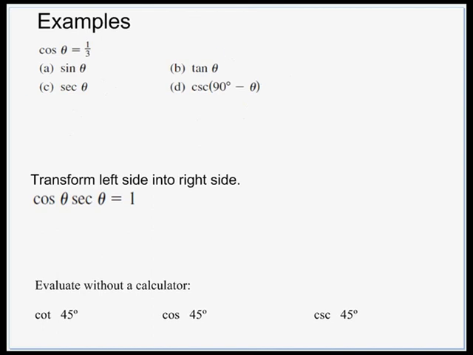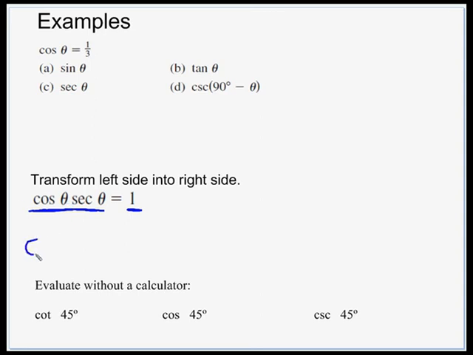In this second one here, they say transform the left side into the right side. So here on the left we have cos of theta and secant of theta. On the right we have 1. We want to mess around with this left-hand side and try to transform it so it'll look like the right-hand side. And this is a pretty straightforward one. If possible, a good strategy is to try to turn everything into values of sine and cosine.